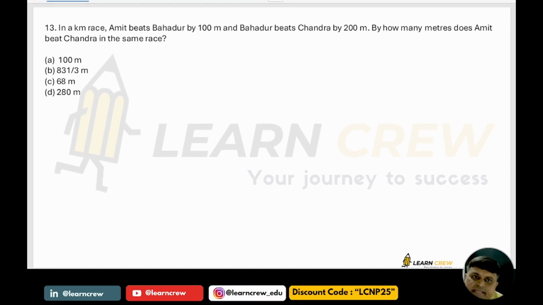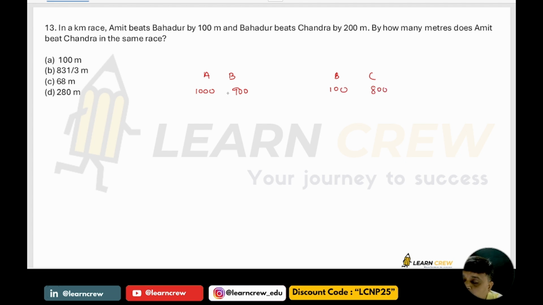In a kilometer race, Amit beats Bahadur by 100 meter and Bahadur beats Chandra by 200 meter. In how many meters does Amit beat Chandra in the same race? So please understand here, Amit beats Bahadur by 100 meter, means if it is 1000, it is 900. Similarly, Bahadur beats Chandra by 200. If it is 1000, it is 800.